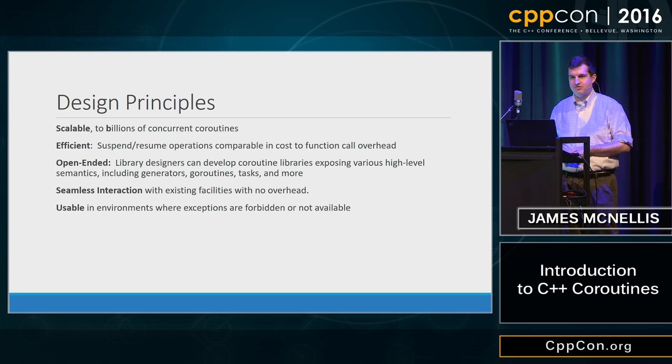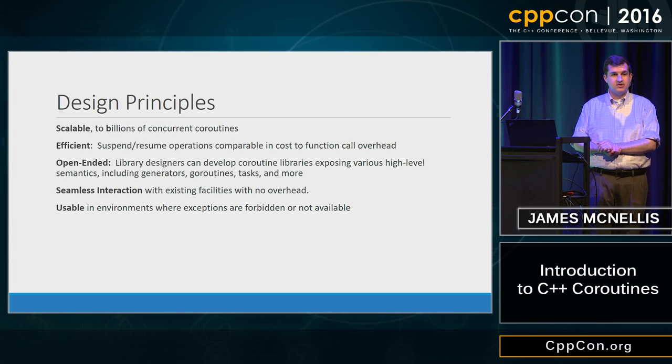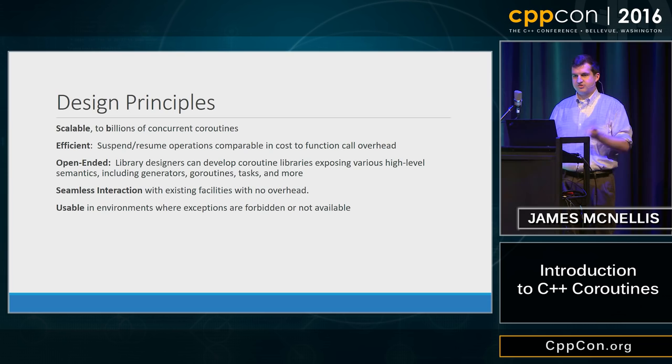They're open-ended, so we've shown here how we are able to pretty easily bind std future to the coroutine functionality. And we'll show later this afternoon some other library types that we've been able to implement very easily with coroutines. So there's seamless interaction with existing facilities. Finally, it's also usable in environments where exceptions are forbidden or not available. For example, if you're a kernel developer and you want to use coroutines, that's also possible. We didn't look into how that works, but there's some other functionality that you can take advantage of to enable that to work.